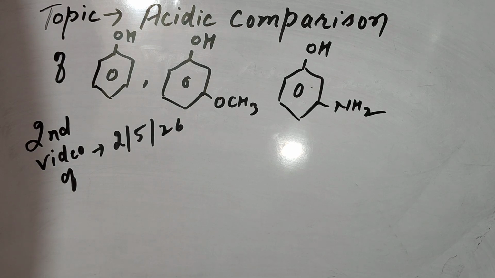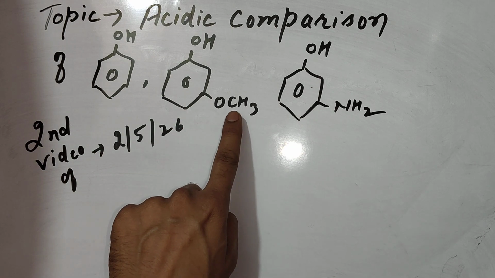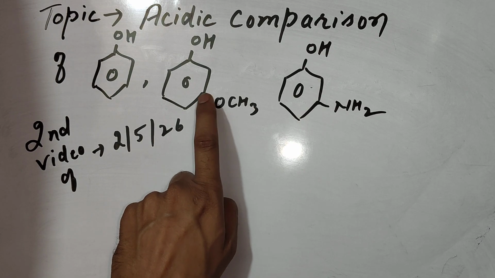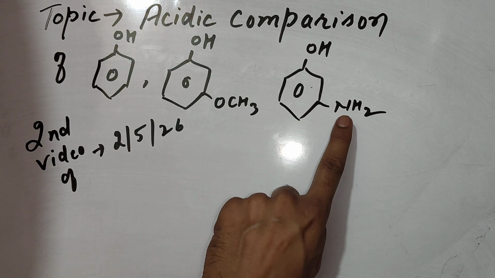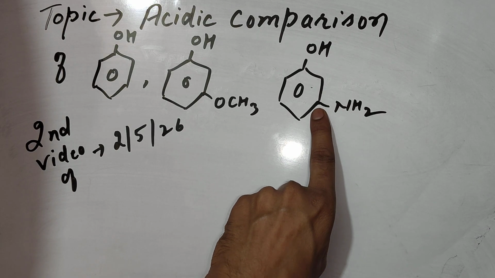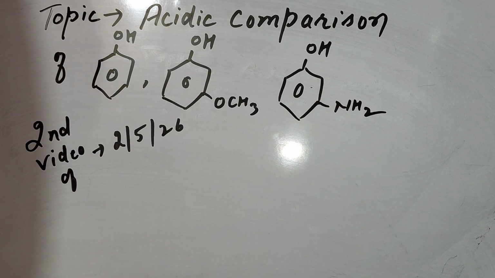Next acidic comparison will be this. This is phenol. This is meta-methoxyphenol. This is methoxy group present on meta position. Meta-methoxyphenol. And this is meta-aminophenol. Amino group it is present on meta position of phenol. So meta-aminophenol. Let's compare their acidic nature.